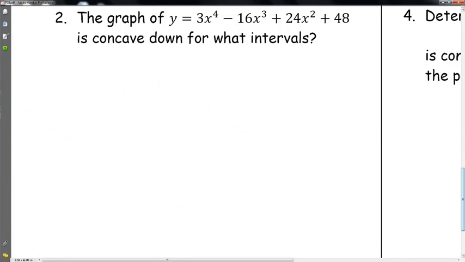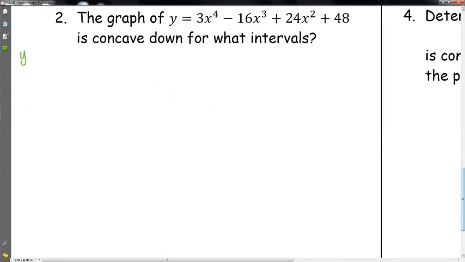Alright, number 2, the graph of y equals 3x to the 4th minus 16x to the 3rd plus 24x squared plus 48 is concave down for what intervals. Again, when we talk about concave down, it means it almost looks like a negative parabola. Granted, that's not saying that it's not going to keep on continuing. I'm just saying where it looks like it's upside down.